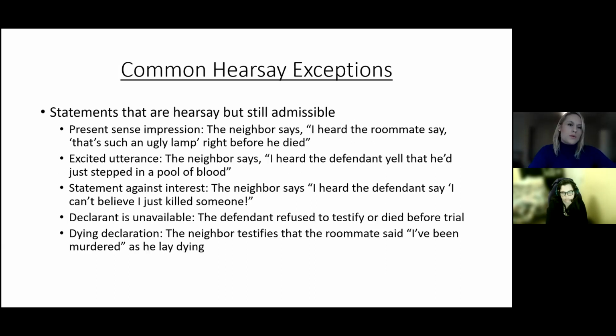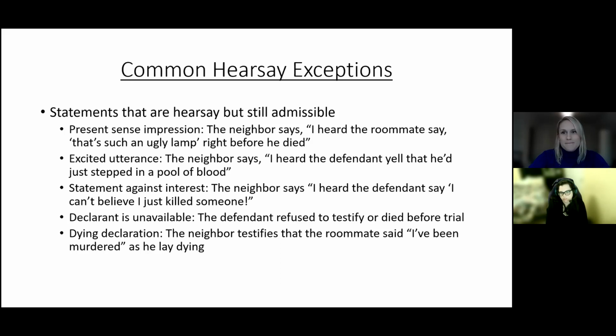Okay. So this list here are exceptions to hearsay. When someone says objection, hearsay, this is an out of court statement being offered for the truth of the matter asserted, these are some exceptions. This would be the response to the objection that would help you overcome the objection and get this into evidence. So, present sense impression: I heard the roommate say that's such an ugly lamp right before he died.